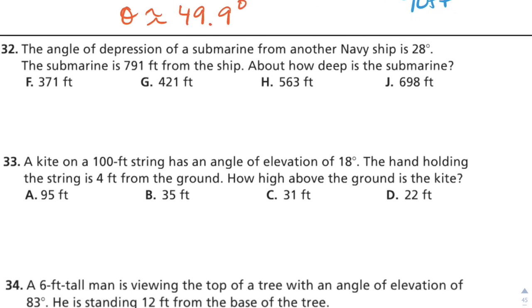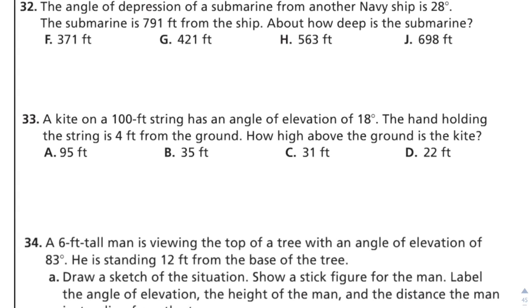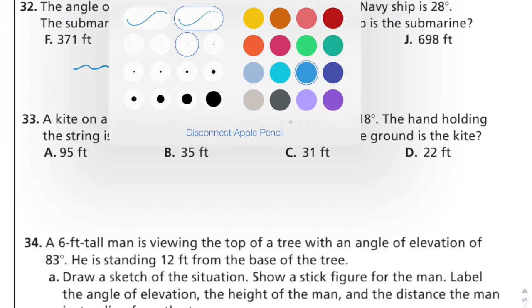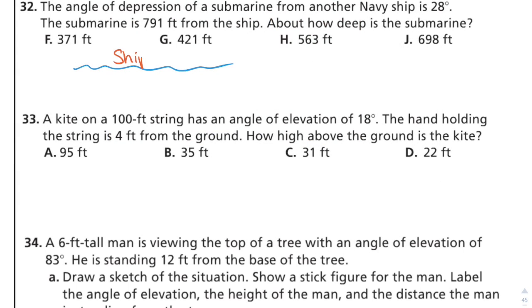Alrighty. 32. The angle of depression of a submarine from another Navy ship is 28 degrees. Okay, so the ship is above water. Here's my ship. Here's my sub. The angle says depression, so here's the submarine. I'm looking down towards the sub, and I have an angle of depression of 28 degrees. The submarine is 791 feet from the ship. About how deep is the submarine?